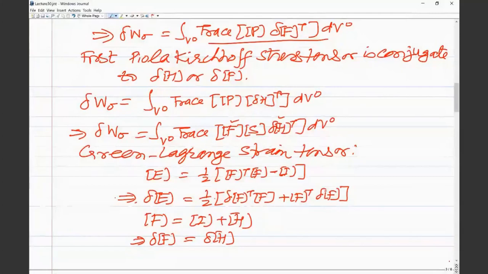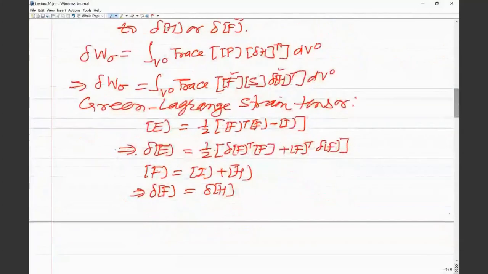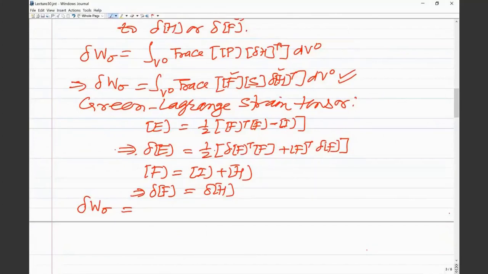Another important result I'm going to use: now if you look at delta W sigma, I'm rewriting this relationship. Here you have the product of F into S into delta H transpose. You can actually write it as the transpose of F into S into delta H. That will also give you the same result, because I initially listed that you can write it in different ways. So you can write it as S into F transpose.